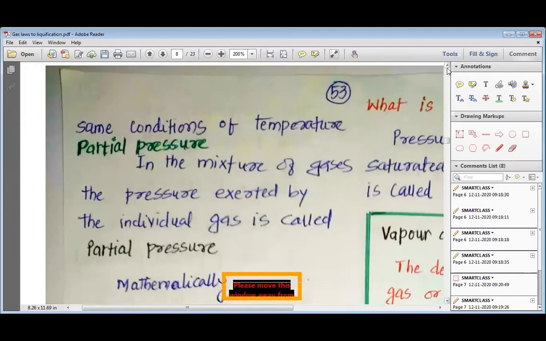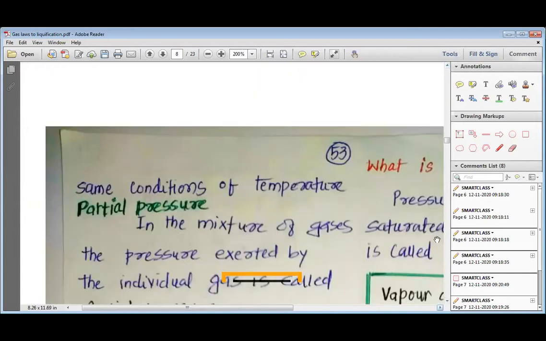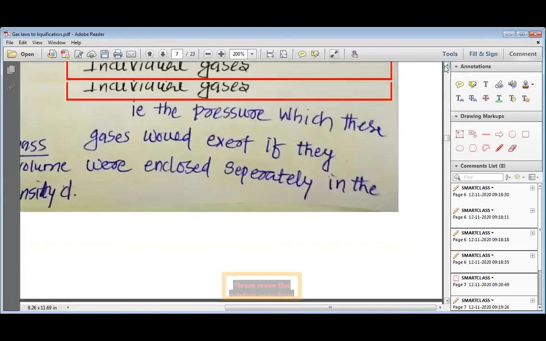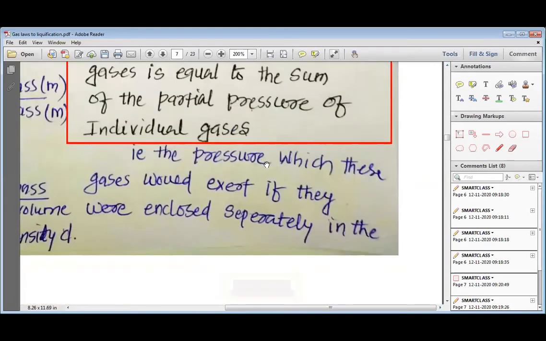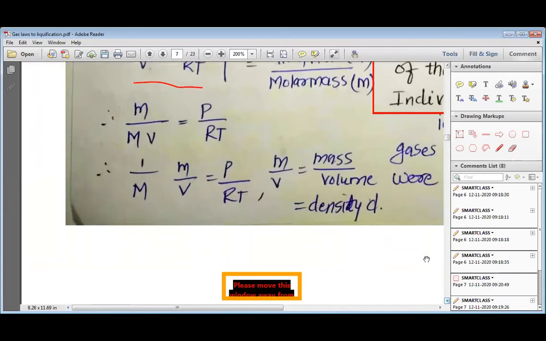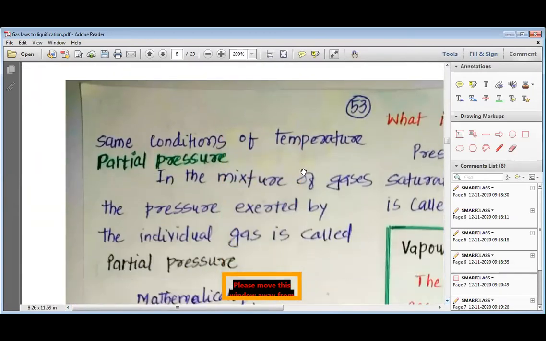So what is partial pressure, my dear students? Let us study it once again. The definition of partial pressure, I am reading it for you once again. The pressure which the individual gas would exert if it were enclosed separately in the same container, having the same volume, same temperature and same pressure, that particular pressure is known as the partial pressure. So here you can truly understand the definition of the partial pressure.